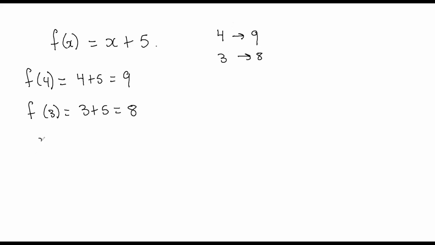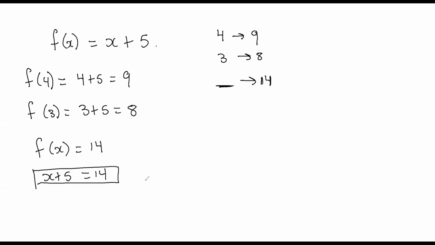Now, if I say f of x is equal to 14, did I give you the x value? No. I simply told you that something is going to give me an answer of 14. How do we work that out? Well, it's simple. We already know what f of x is. f of x is x plus 5. So x plus 5 is equal to 14. If we want to find x, we already know how to do this by making x the subject of the formula.